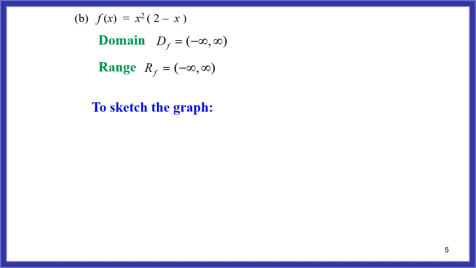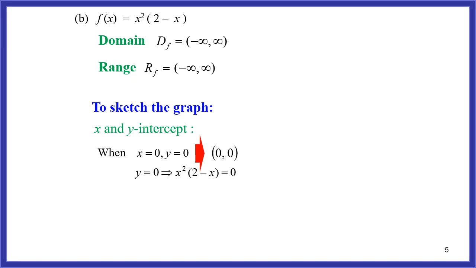Okay, to sketch the graph, what we need to do is just to find the x and y intercepts. Okay, so when x equal to 0, y equal to 0, and when y equal to 0, what is the value of x? So x squared multiplied by 2 minus x will be equal to 0.